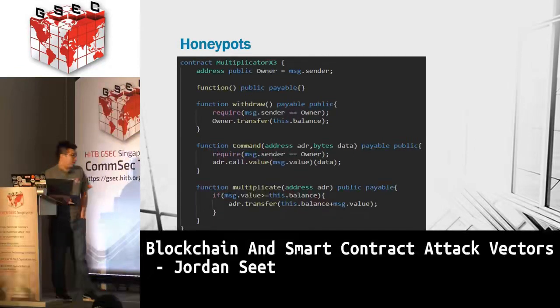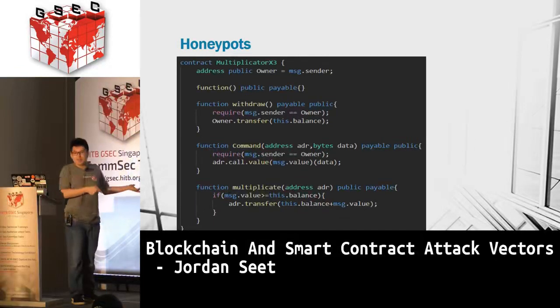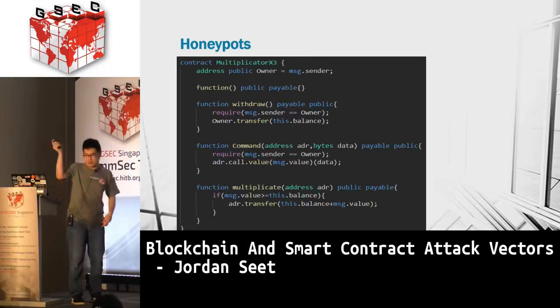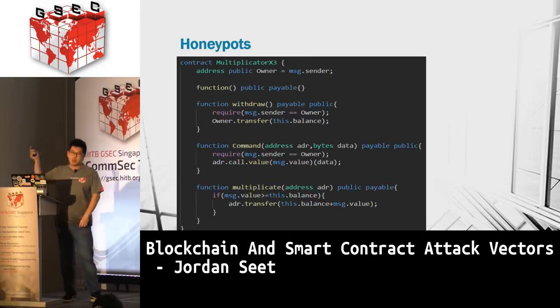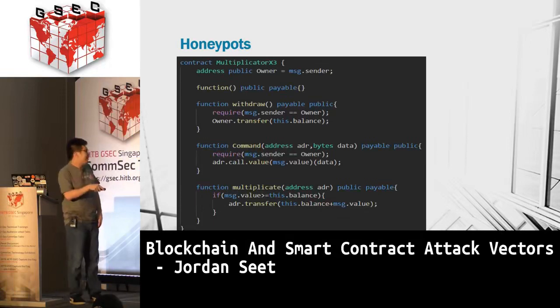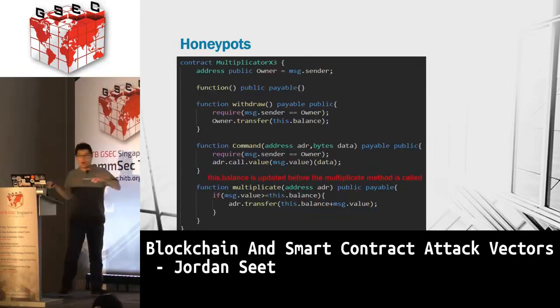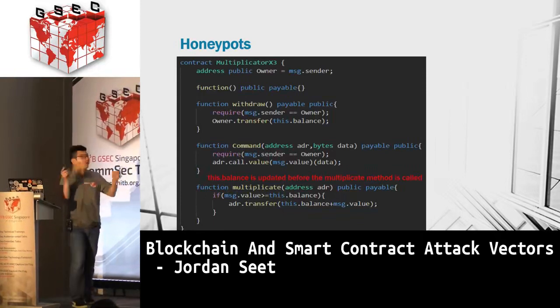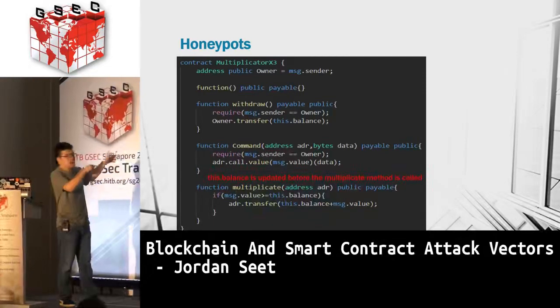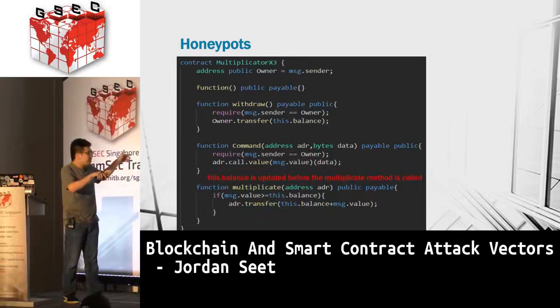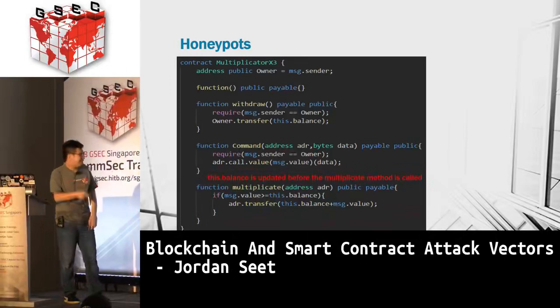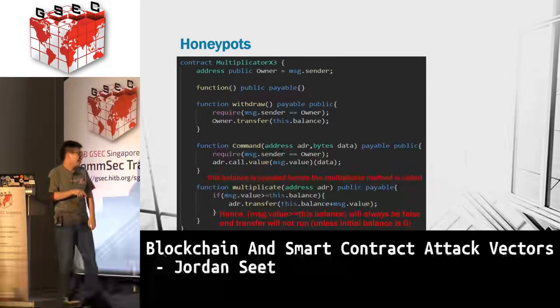Honestly, people have fallen for this trap. If you were to go on Etherscan, the Blockchain Explorer, and check, people have tried to send a lot of money to this. The problem is that when you send Ether, or any form of value, into a contract, the state is updated before the method is called. So in this case, this condition will always return false because the state will already be updated.